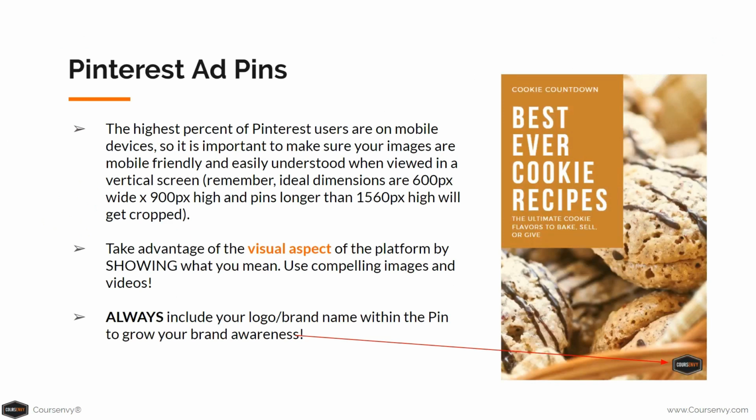The highest percent of Pinterest users are on mobile devices. So it's important to make sure your images are mobile friendly and easily understood when viewed in a vertical screen. Remember, those ideal dimensions are 600 pixels by 900 pixels. And pins longer than 1560 pixels high will get cropped off. So take advantage of the visual aspect of this platform by showing what you mean. Use compelling images and videos. And remember, always include your logo or brand or URL within the pin to grow your brand awareness.